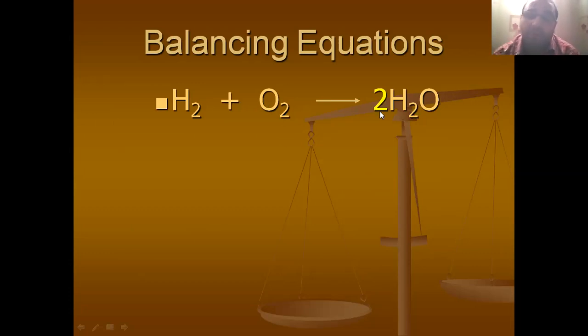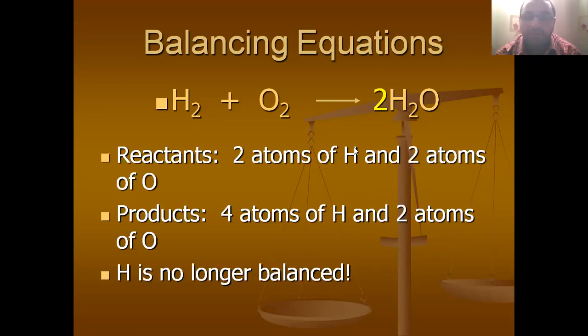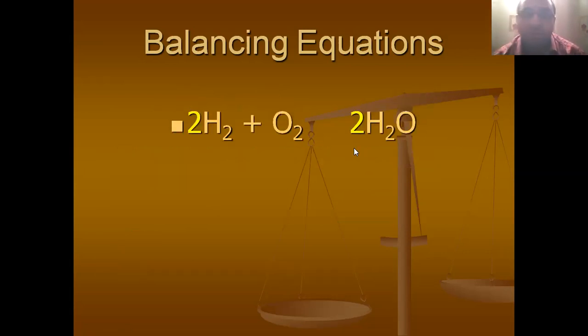But if we put the coefficient 2, it affects everything written after it. So it will affect the number of hydrogen. So now we are going to correct the number of hydrogen. On the right side we have 2 times 2, which means 4 hydrogen atoms. Looking on the left side, we have 2H, 2 hydrogen atoms only. So we need to put 2 on the left side to balance the hydrogen atoms. So the result will be 2H2 plus O2 gives 2H2O. This is a balanced equation.